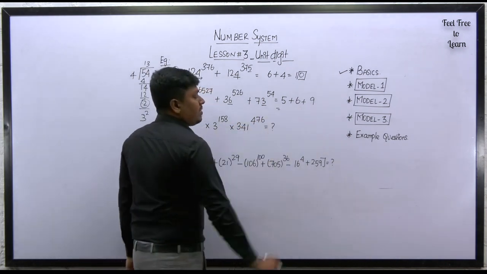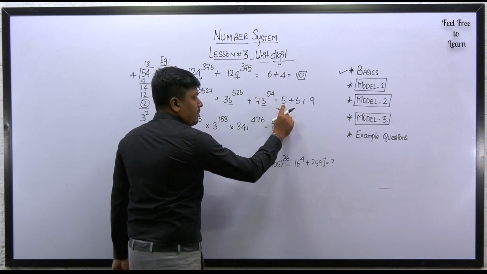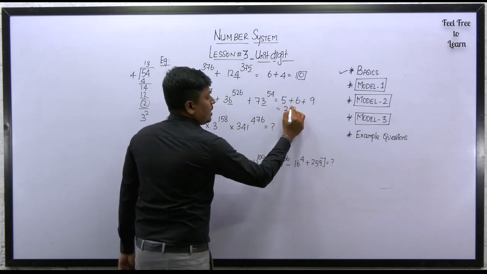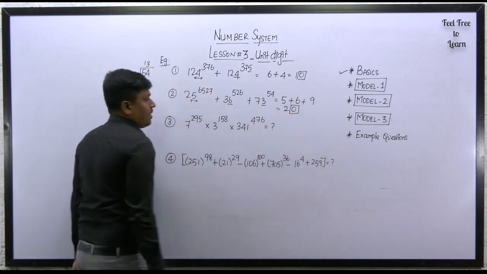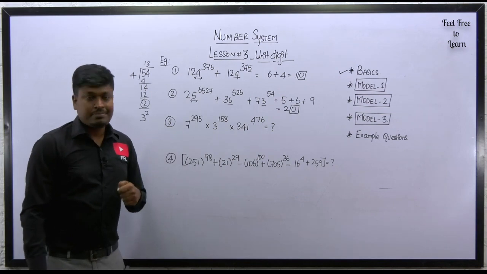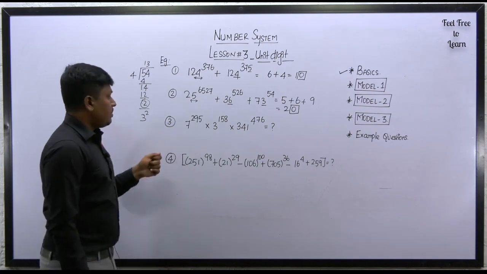Got it? So now we need to add it. 6 plus 5 will be 11. 11 plus 9 will be 20. So 20, the last digit is 0. So finally we can say that the unit digit of this number will be 0. Understood? So question number 3.